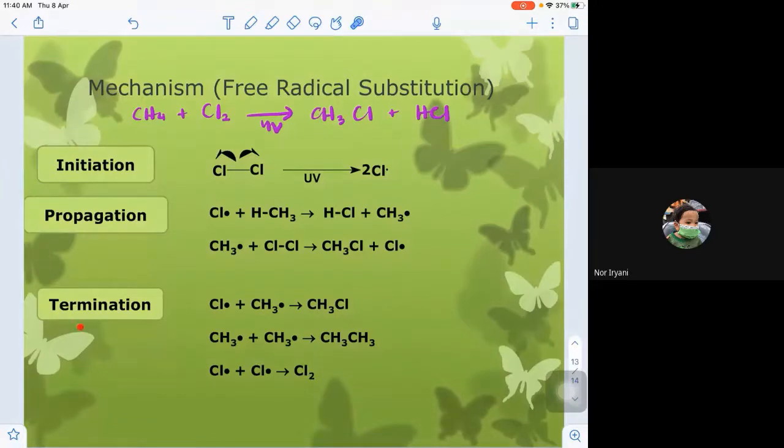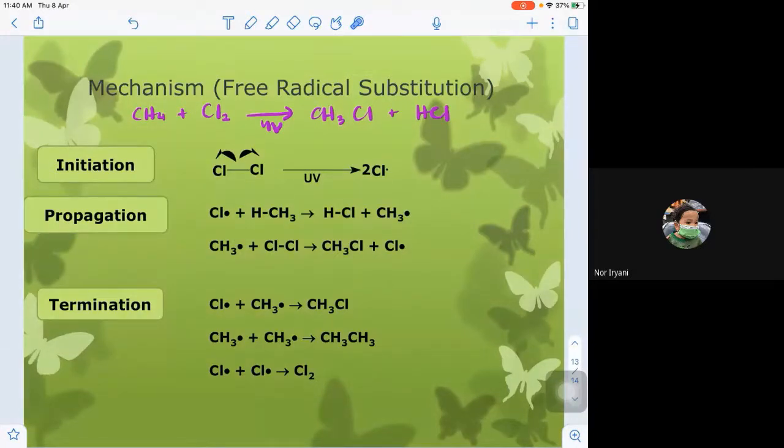step. If you get a question, write the mechanism of the free radical substitution reaction. The name of the mechanism is free radical substitution. You have to start with the name. You have to remember the name of each step. The first step is initiation, the second is propagation, the third one is termination.